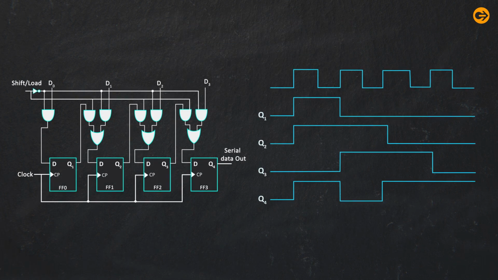Timing diagram. During the first clock pulse, Q1 becomes 1, Q2 becomes 1, Q3 becomes 0 and Q4 becomes 1. When we apply the second clock pulse, Q1 becomes 0, Q2 becomes 1, Q3 becomes 1 and Q4 becomes 0. When we apply the third clock pulse, Q1 becomes 0, Q2 becomes 0, Q3 becomes 1 and Q4 becomes 1. Finally, when we apply the fourth clock pulse, Q1 becomes 0, Q2 becomes 0, Q3 becomes 0 and Q4 becomes 1. In this way, we can implement the timing diagram of the parallel in, serial out shift register by the shifting process.